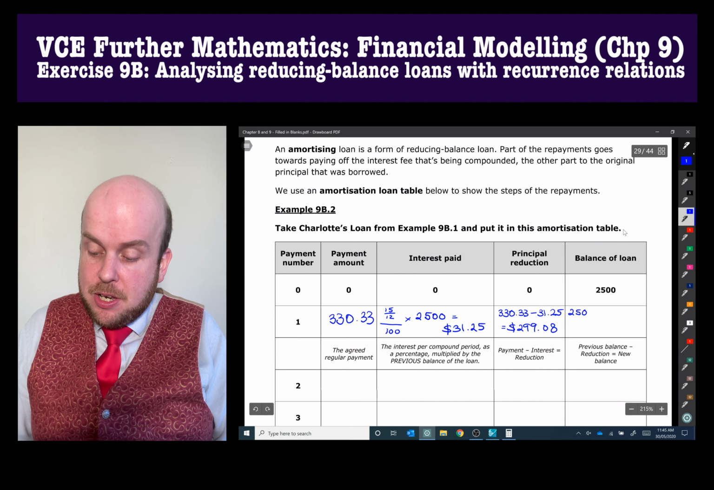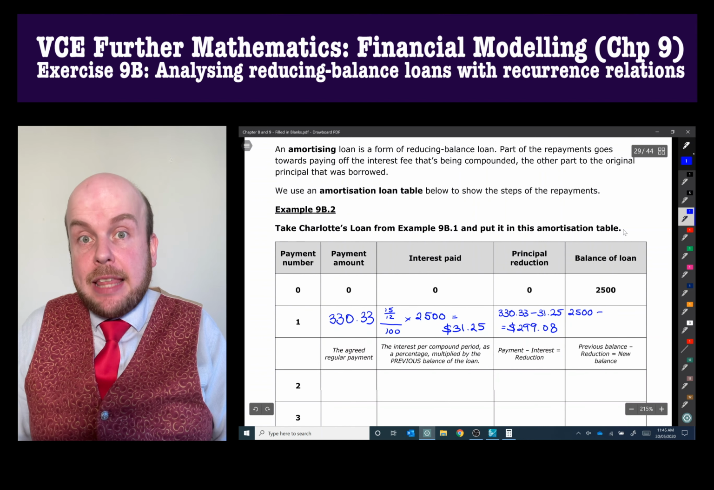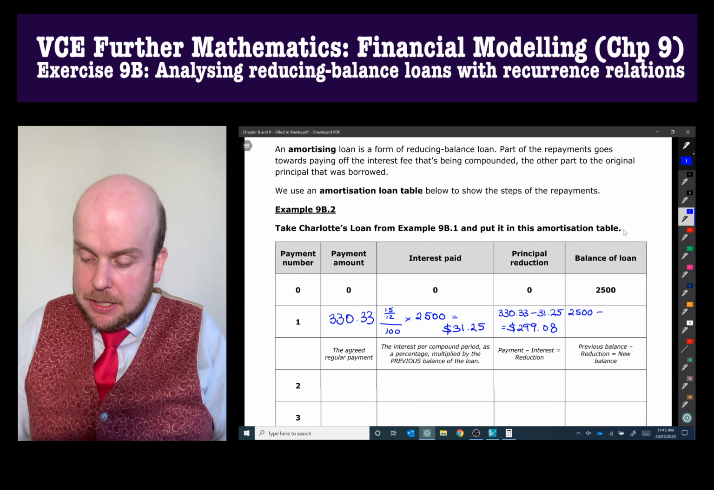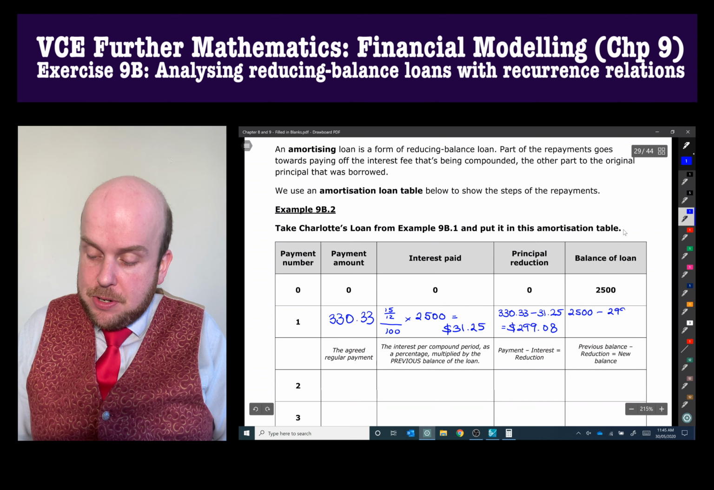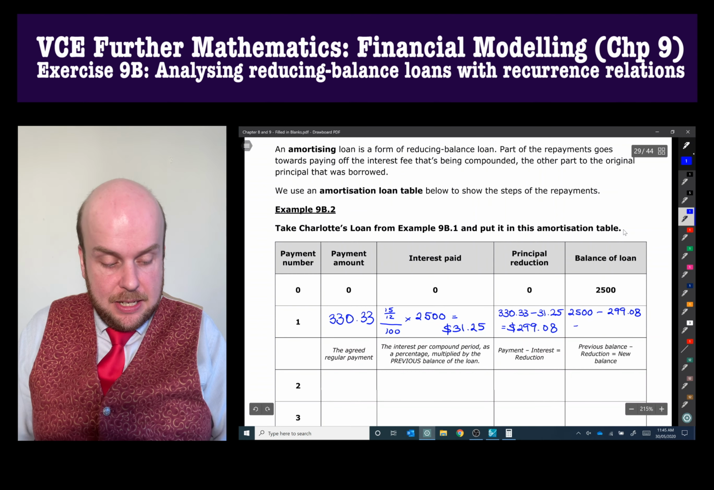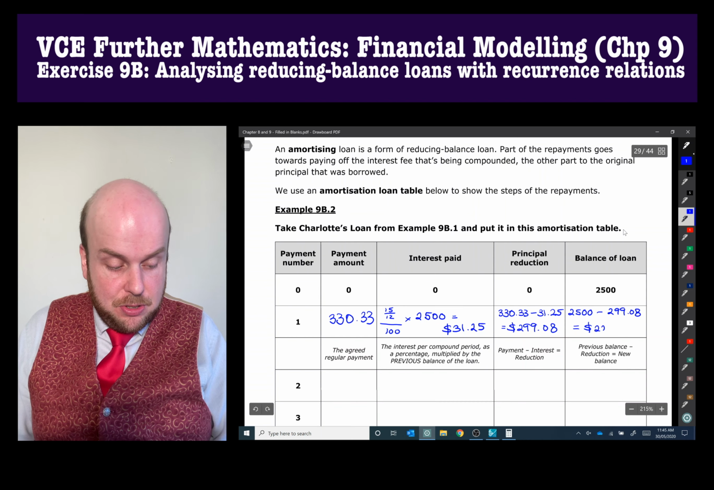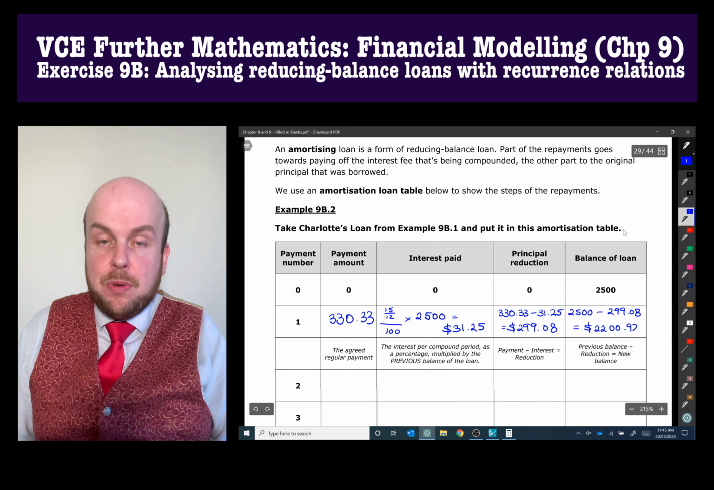So to find out what the new balance of the loan is, we take that $2,500, the previous balance of the loan, and we subtract $299.08, and we get $2,200.92.